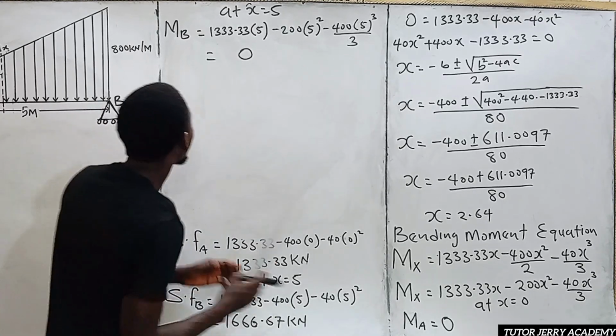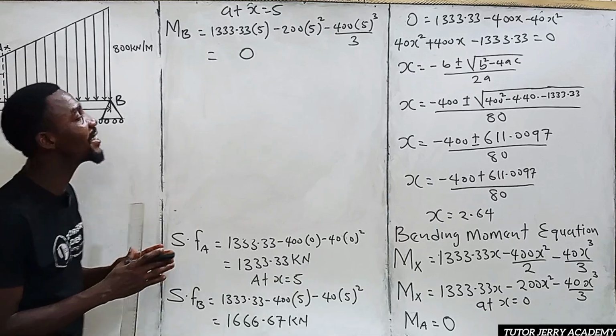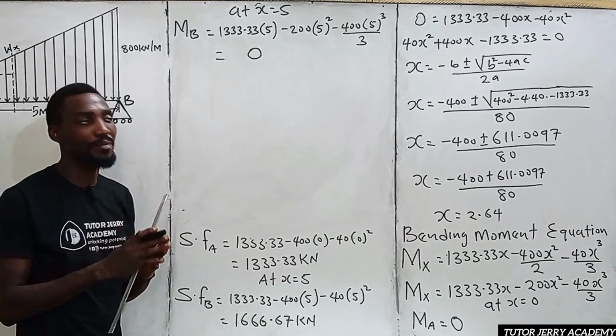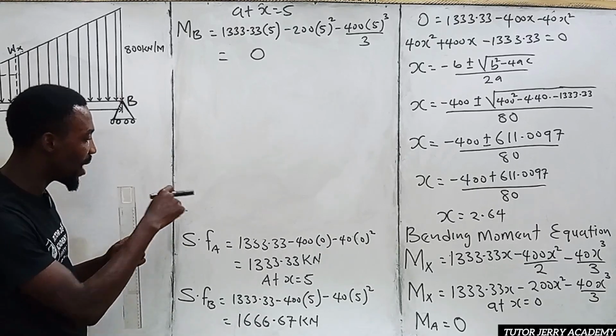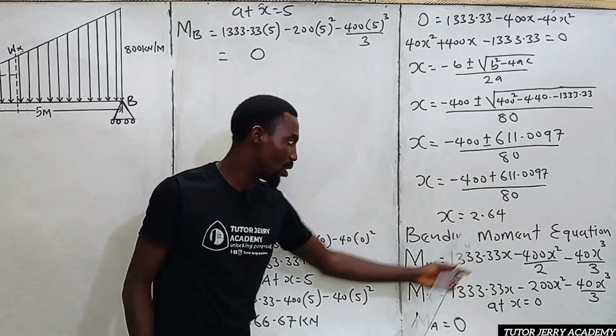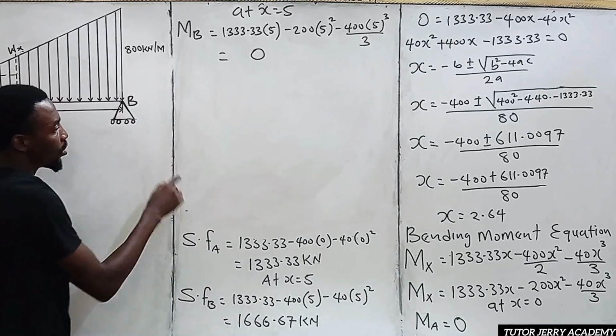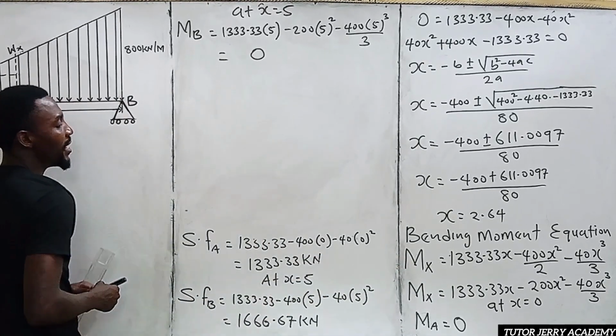All right. So now, the next thing we are going to do here is get the maximum bending moment. Why? Because we already have the value of s, where our shear force equation is equal to 0, which is 2.64. So I'm going to substitute 2.64 for s in the bending moment equation.